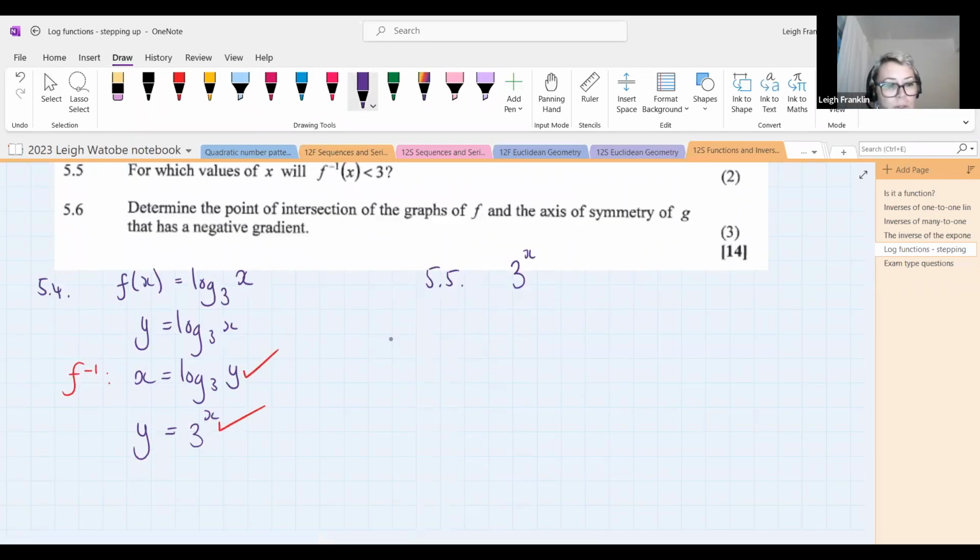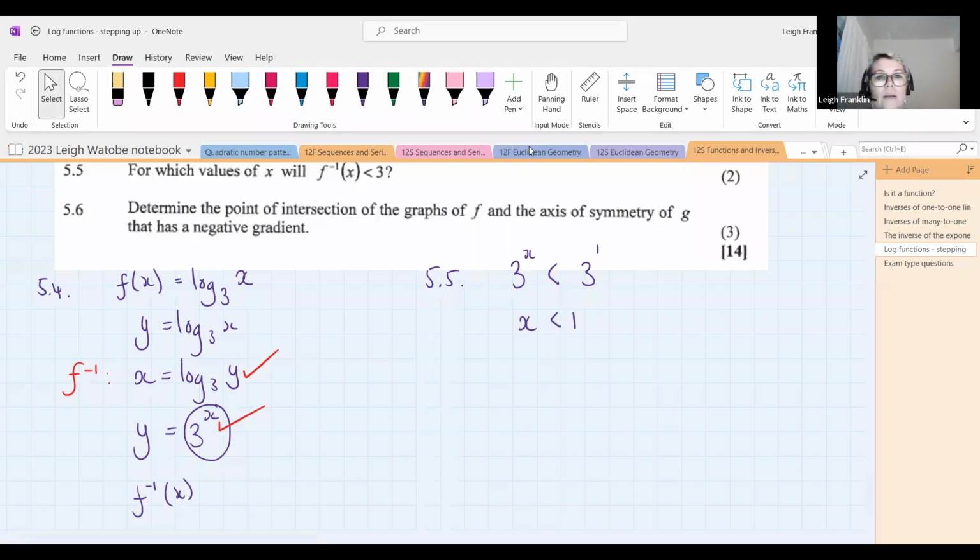So in other words, f to the minus 1 of x is equal to 3 to the x. What I'm doing is taking this and substituting it in place of f to the minus 1. And it has to be smaller than 3. So 3 is 3 to the power of 1. That means x would have to be smaller than 1, like so. Yes, that's it.